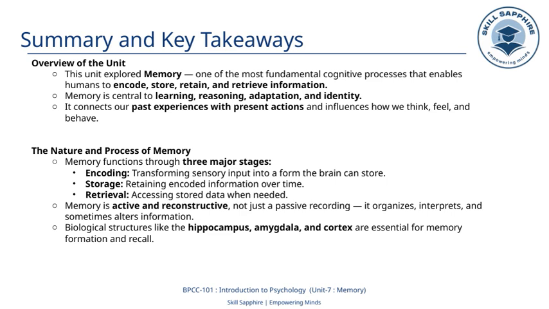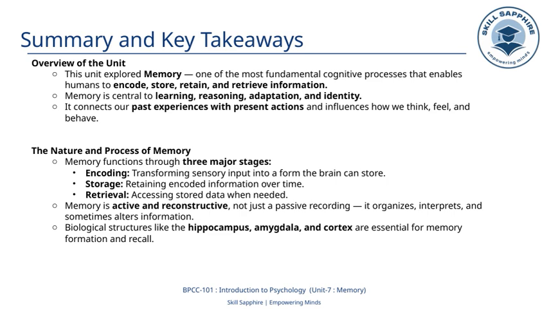We then explored the nature and process of memory, which functions through three main stages. First, encoding. This is when we transform sensory input into a form that our brain can store. Think of it as the initial registration of information. Next is storage, where we retain this encoded information over time, kind of like saving files on a computer. And finally, retrieval, the process of accessing that stored information whenever we need it.